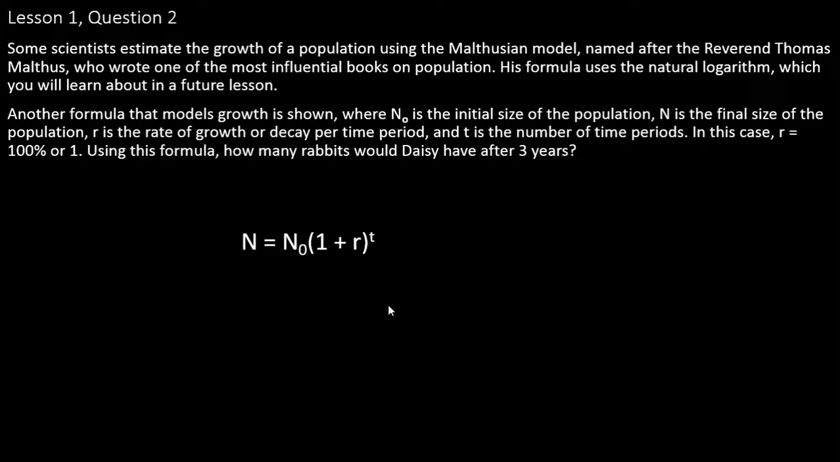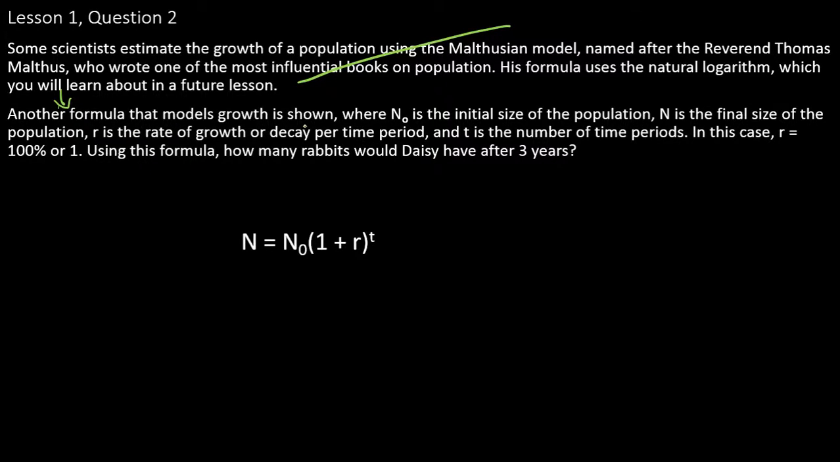Now let's talk about question 2. Question 2 says, some scientists estimate the growth of a population using the Malthusian model, named after the Reverend Thomas Malthus, who wrote one of the most influential books on population. His formula uses the natural logarithm, which you will learn about in a future lesson. So this is all background, but not important to answering the question. So let's focus on this information below.